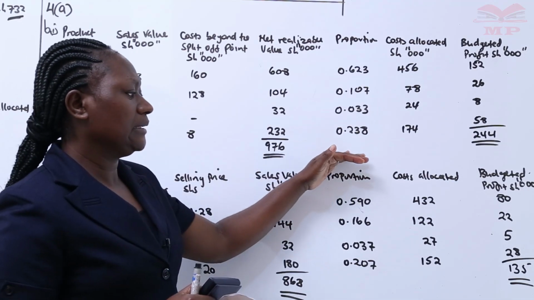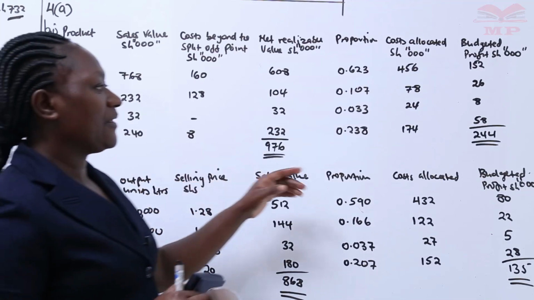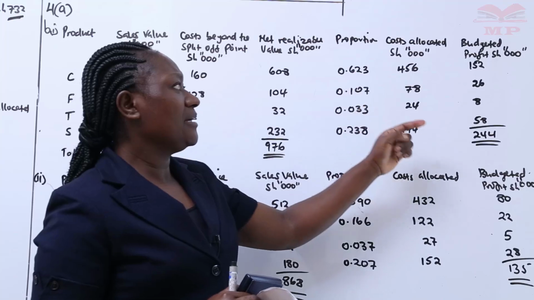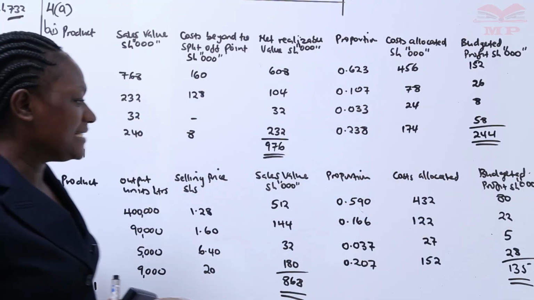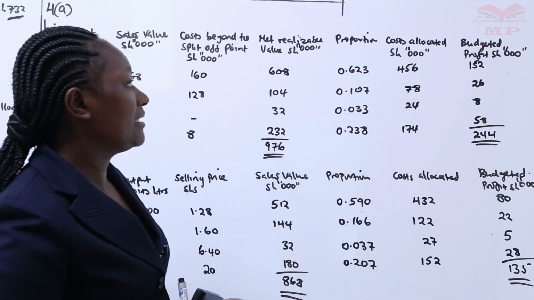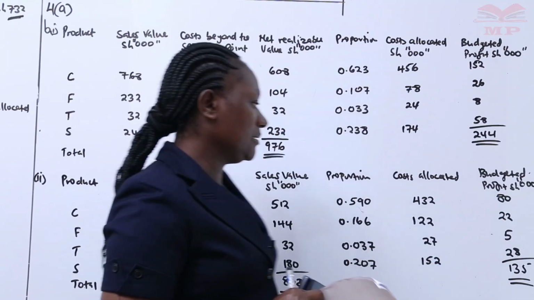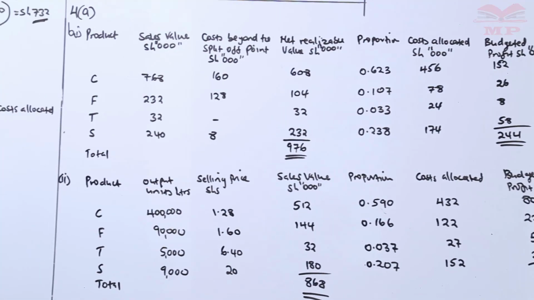So if you were to advise the farm, should the farm process further the 4 products after the split off point or no? The answer is yes. If the farm processes further, it is entitled to higher profits than when it sells at the split off point. Why? Because the budgeted profit after processing is higher than before the further processing. And that's how question number 4 was to be done.